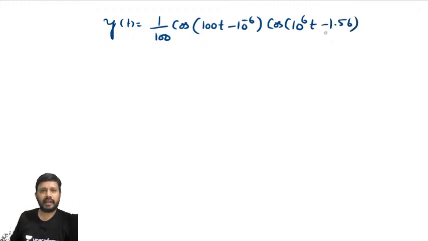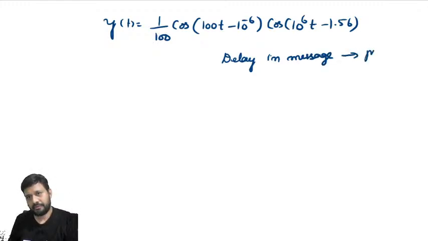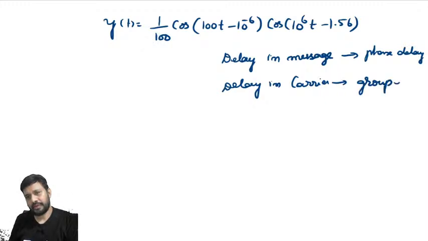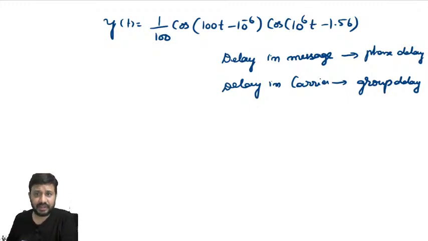Now here always remember, the delay occurring in the message signal is phase delay, and the delay occurring in the carrier is group delay. Delay in message, phase delay. Delay in carrier, group delay. The message signal may consist of a single frequency or many frequencies. So the delay occurring in message is phase delay, in carrier is group delay.